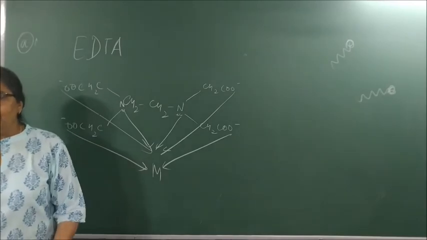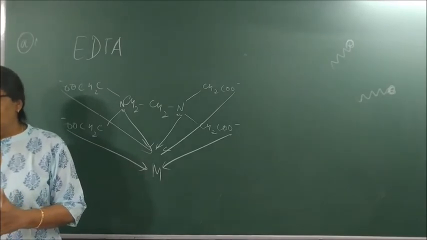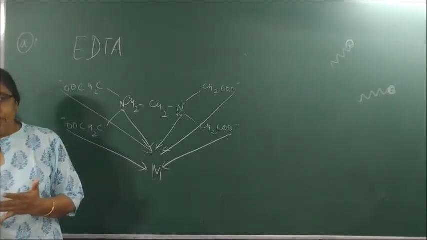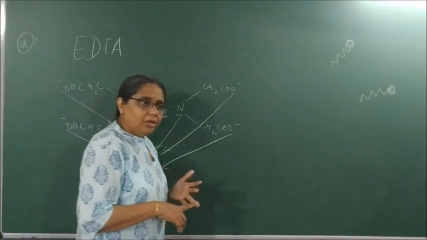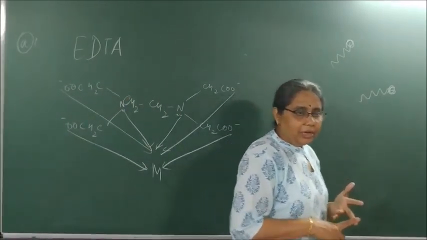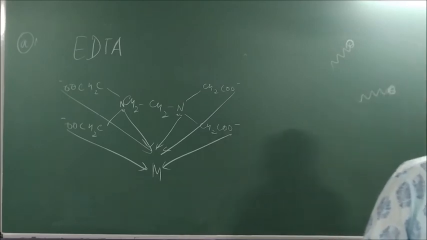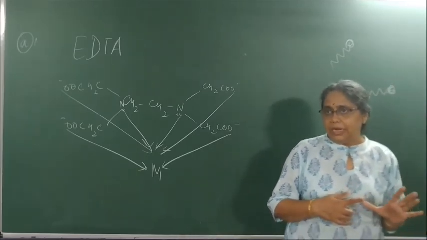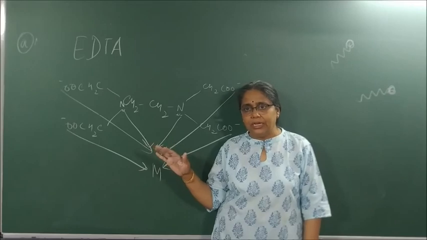These are all depending on what? Denticity. If it donates one pair, monodentate or unidentate, 2 pairs, bidentate, 3 pairs, tridentate, 4 pairs, tetradentate, 5 pairs, pentadentate, and 6 pairs, hexadentate ligand.